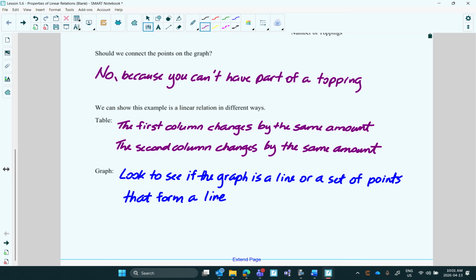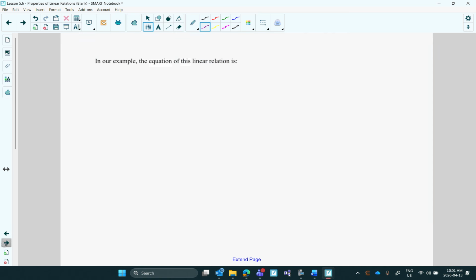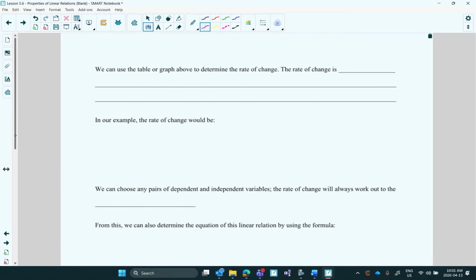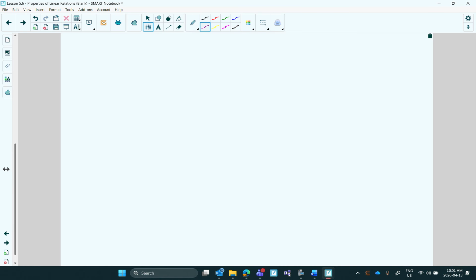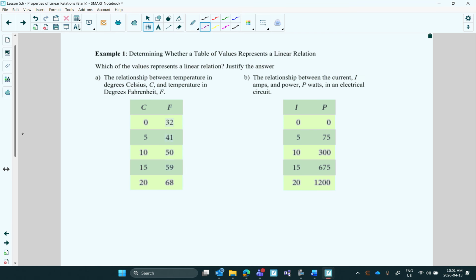So what I'm going to do is, for the time being, skip the second page. We're going to go to the first example. We're going to do examples 1 and 2, and then I'm going to stop there, okay? Because then we'll go back to the second page and then the rest of it on Thursday. Because that's kind of a separate topic within the lesson. So look at these tables.